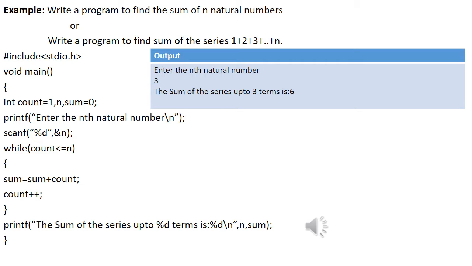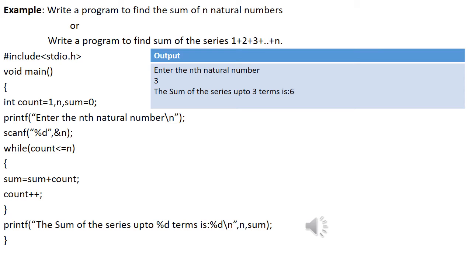Now I'll take the example of whatever I have shown here in the output. So: enter the nth natural number. The user inputs the number as 3. So now this series will be 1 plus 2 plus 3. These three terms I'll have to add, and that becomes the sum of the series. Now the condition is count less than or equal to n. The n value is 3, so now the control will come here. While count is 1, 1 is less than or equal to 3.